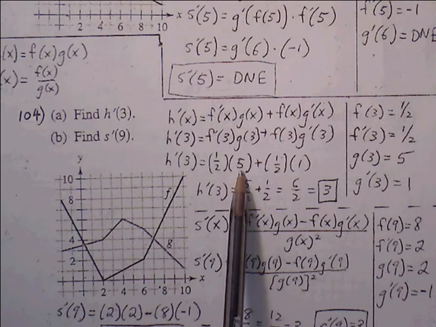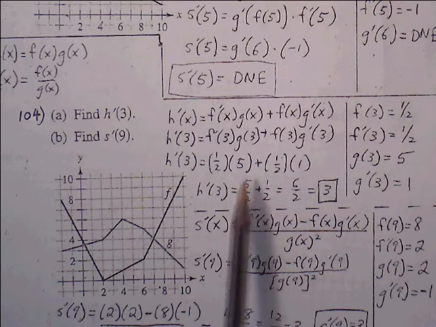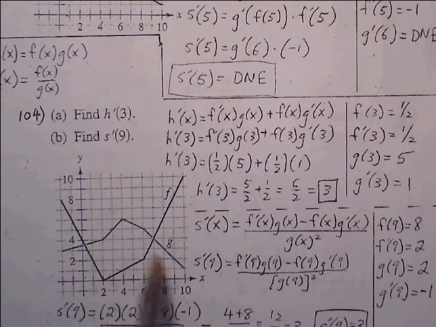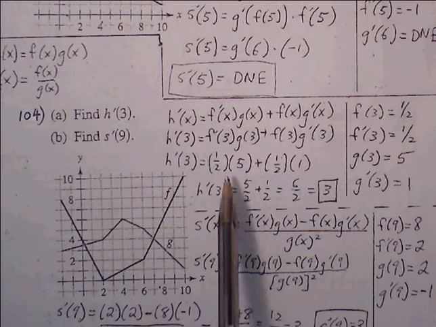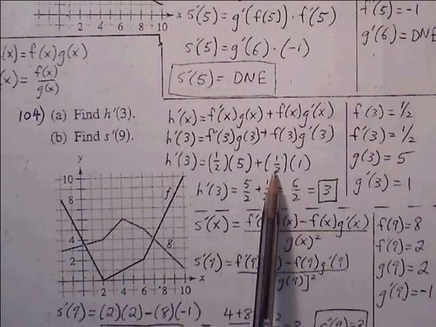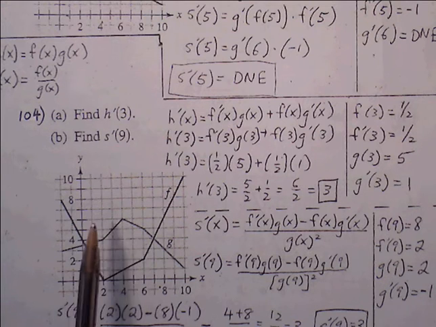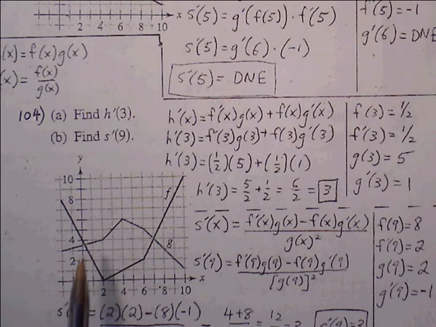g of 3 is simply asking for the y value of the g graph at 3. So the g graph starts up here. So g of 3 would be at that point. So that point is at 5. So we have g of 3 gets replaced with 5. f of 3 is the f graph at 3. So the f graph at 3, the f graph goes down here, is at 1/2. So that point here, 1/2.